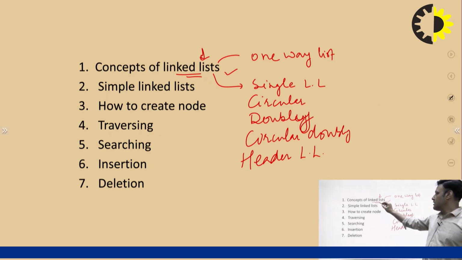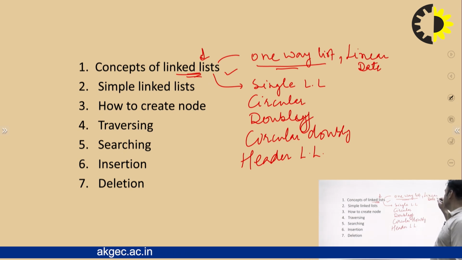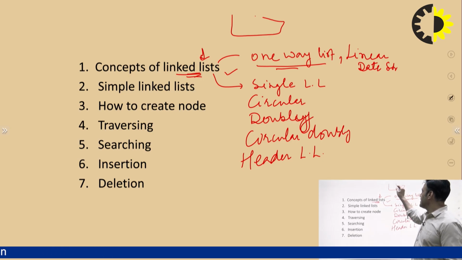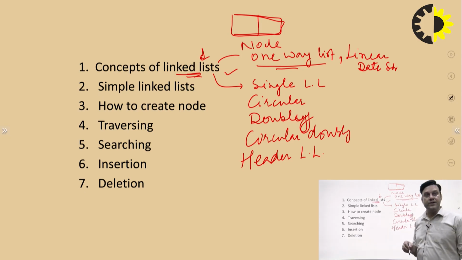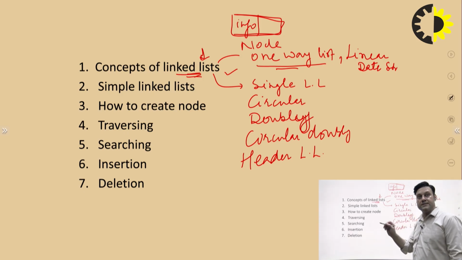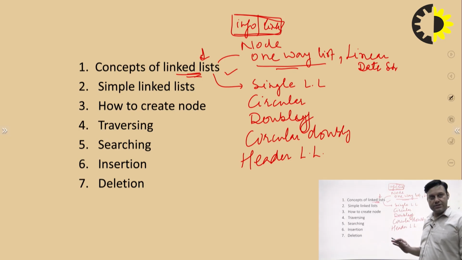So, this is how we define a linked list. A linked list is defined as a one-way list. It is a linear data structure, where the information is kept in nodes, and a node is divided into two parts. The first part is called the information part and the second part is called the link part, or we can call it the address part. Okay, students. So, simply it is a one-way list, right?